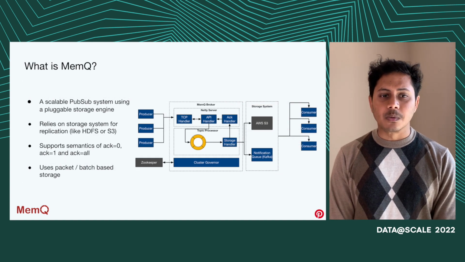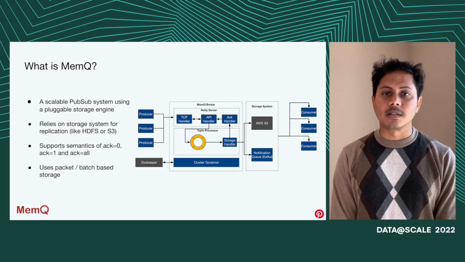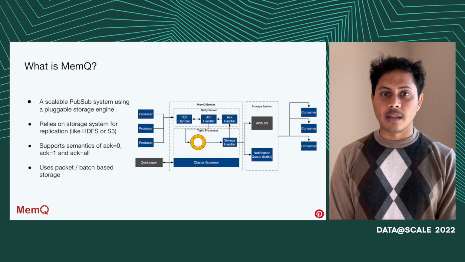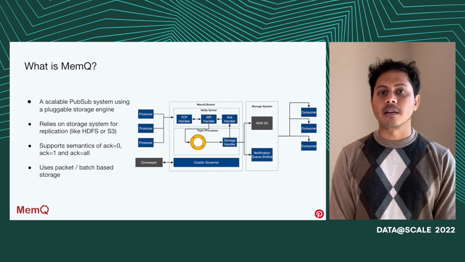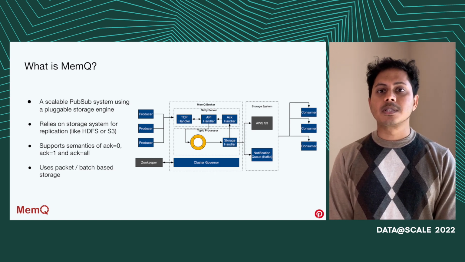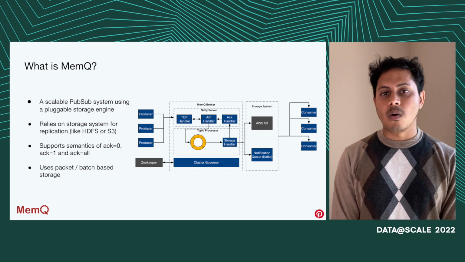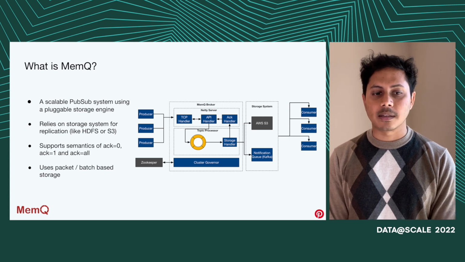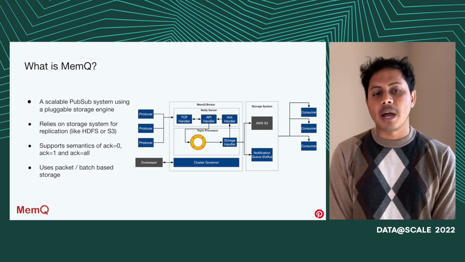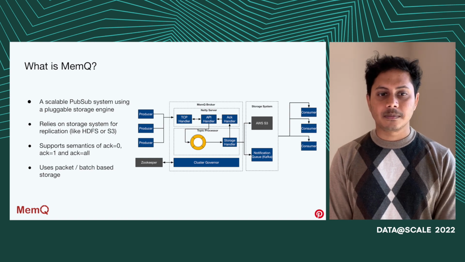So what is MemQ? MemQ is a scalable pub/sub system with a pluggable storage engine. It relies on an external storage engine like Amazon S3 or HDFS for replicated storage, and supports fire and forget, acknowledgement by the broker, or acknowledgement by the storage layer as the several acknowledgement semantics. It uses a packet or batch-based storage system that enables it to scale.